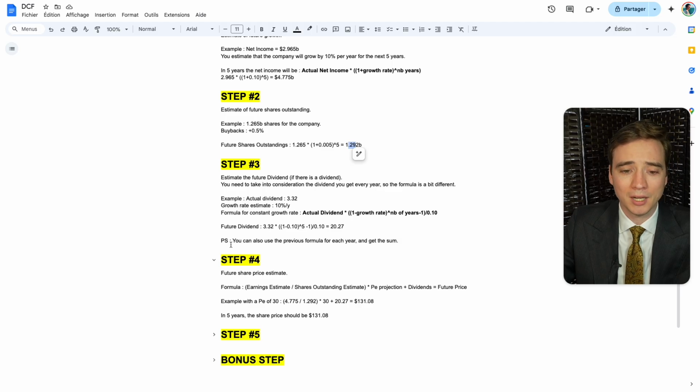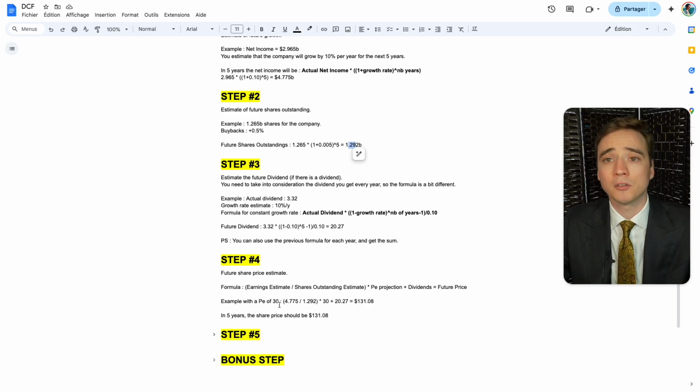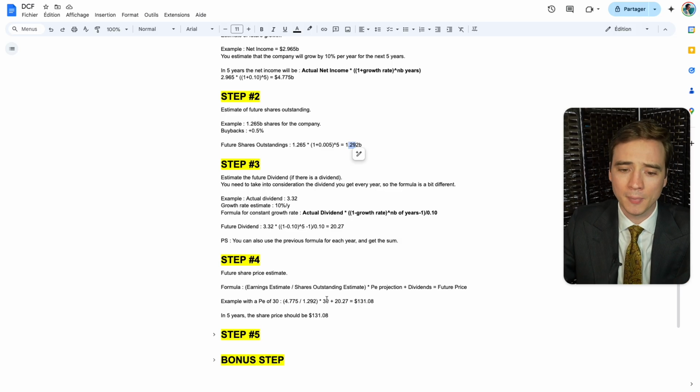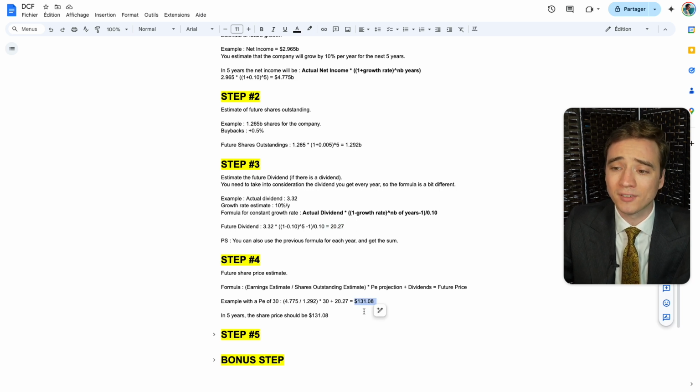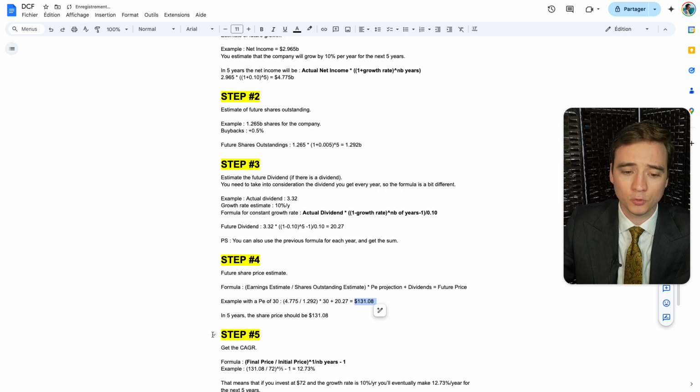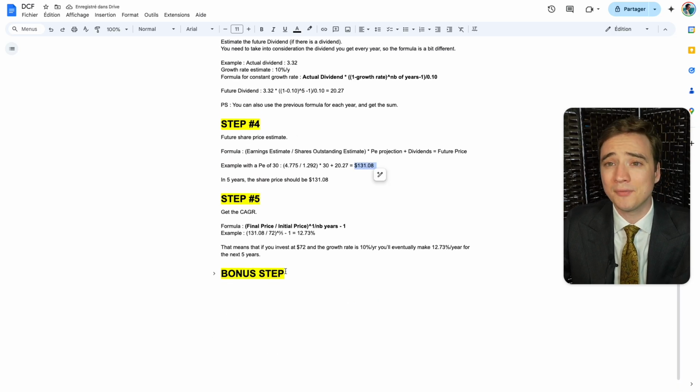Then we'll multiply it by 30 because we have an estimation that the P/E in 5 years will be 30. And to this, we will add at the end the dividend that we received. So it gives us a price in 5 years that will be $131.08. Okay? Now when you have this, you can go to step 5, get the cumulative annual growth rate.